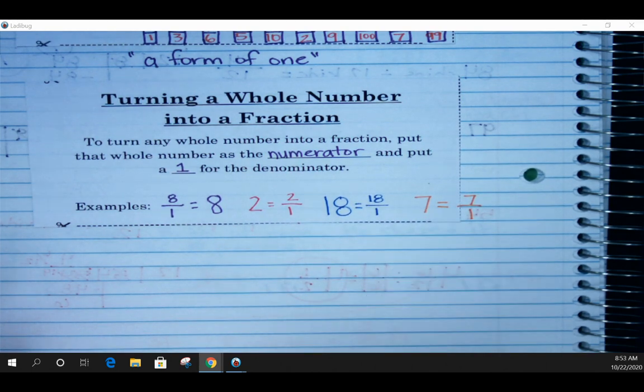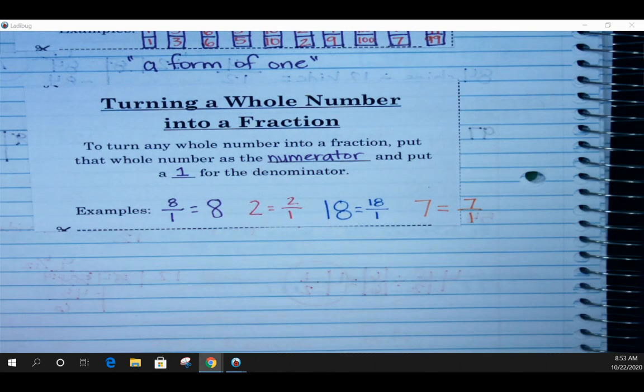equals 7. Okay, I want you and your partner to come up with 3 more examples that I didn't do. 3 more examples right here underneath. Stay away from big numbers.